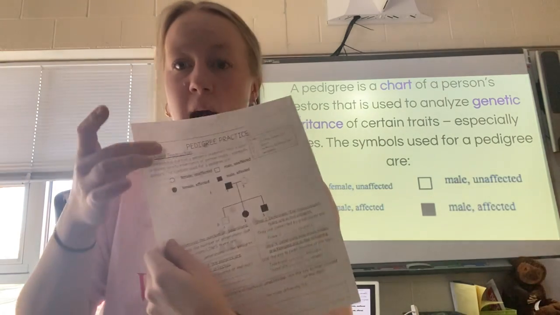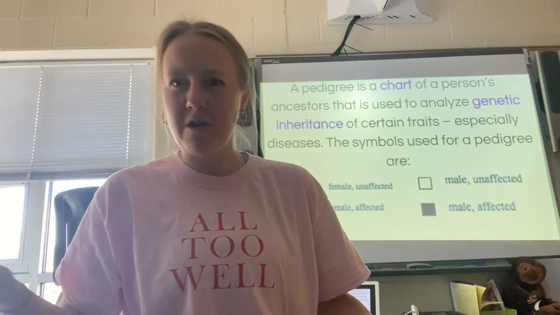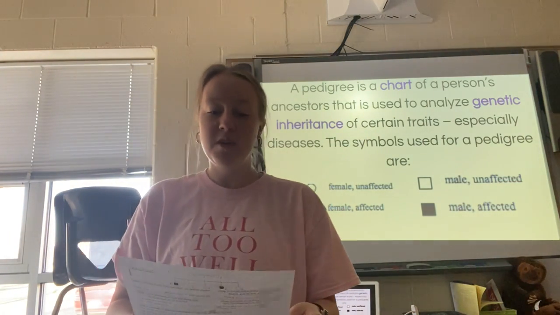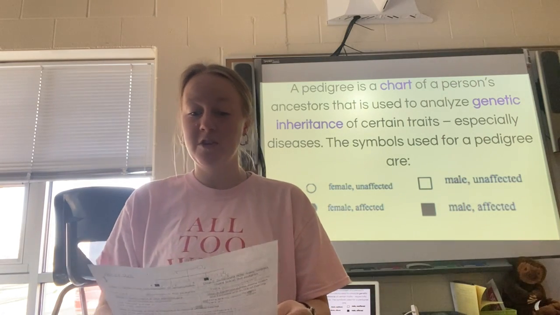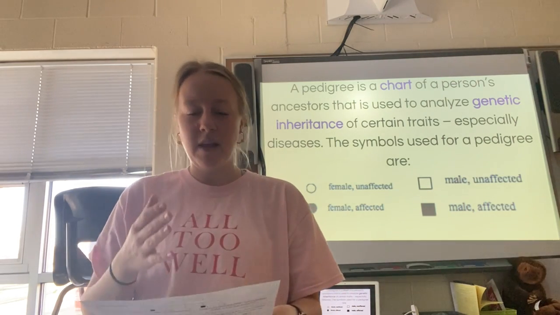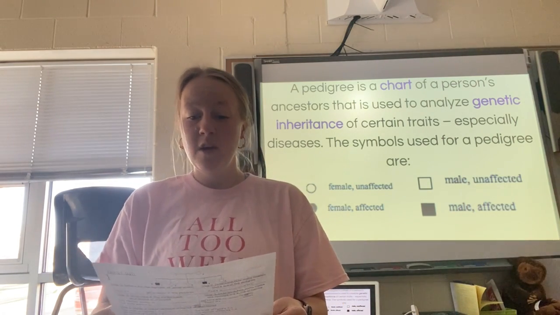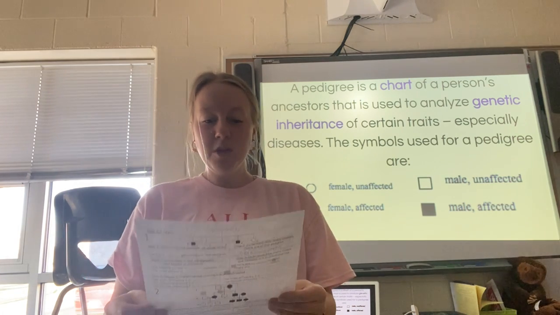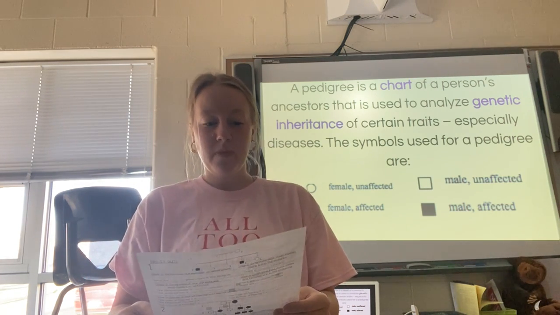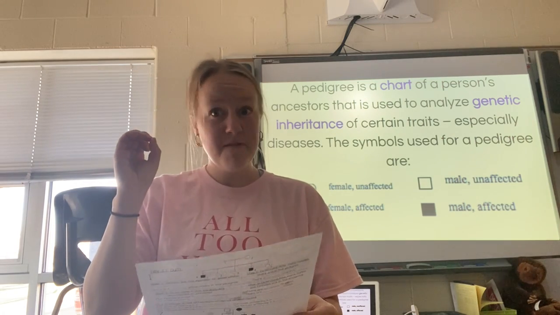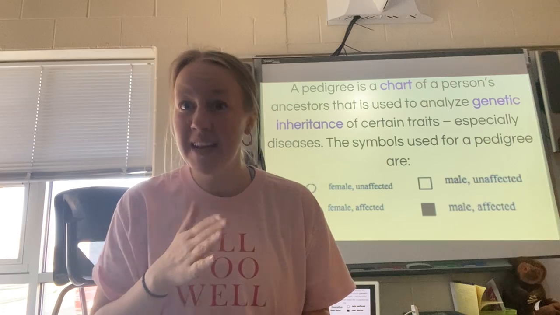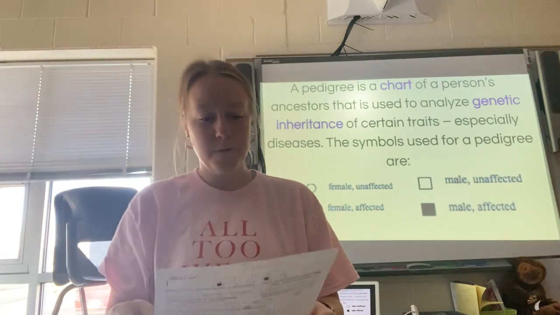Let's go over this top part that explains what a pedigree is and explains our key. A pedigree is a chart of a person's ancestors that is used to analyze genetic inheritance of certain traits, especially diseases. The symbols used for a pedigree are a circle that is not filled in, means that it's a female and they are unaffected, meaning they don't have that trait.